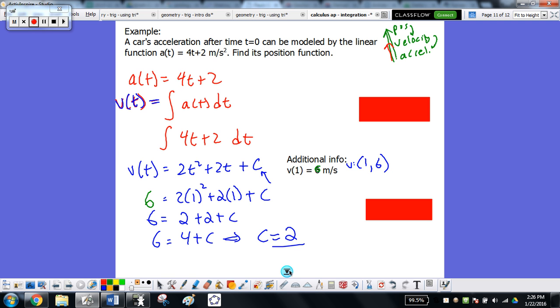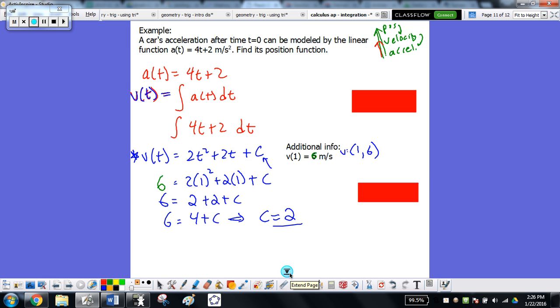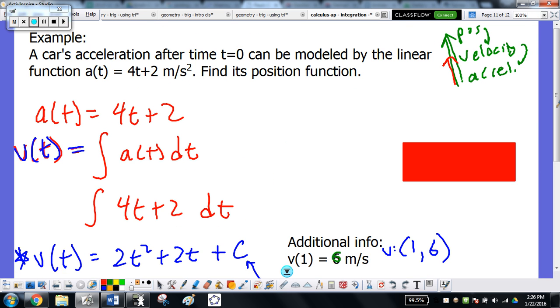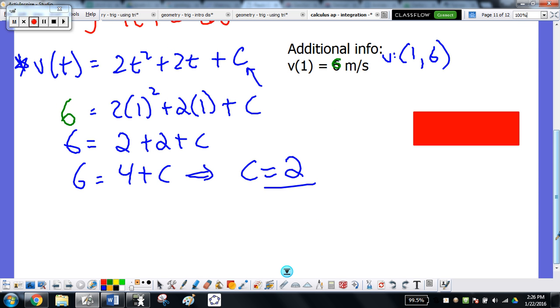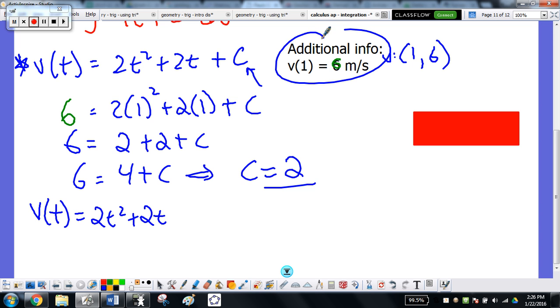Awesome. Which means our velocity function, which was this thing right here, can now be refined to become more specific. No longer is it this generalized plus c. Our true v of t, our actual velocity function, is the following: 2t squared plus 2t, not plus c, but since we're given this additional information, this implies that our c value here must just be plain old 2. So now we found our velocity function.